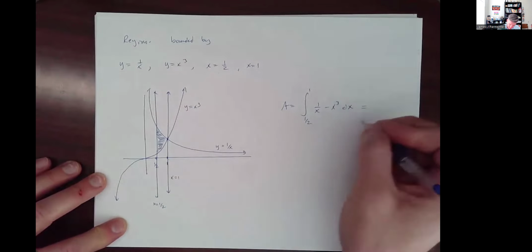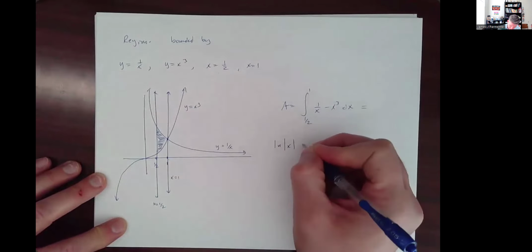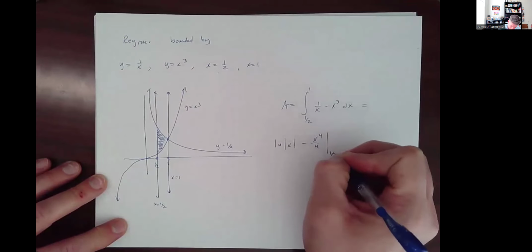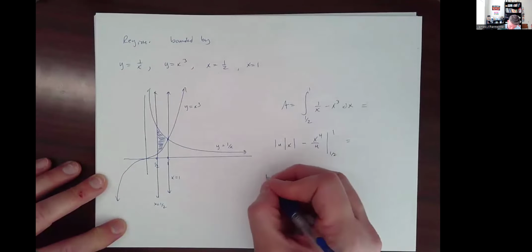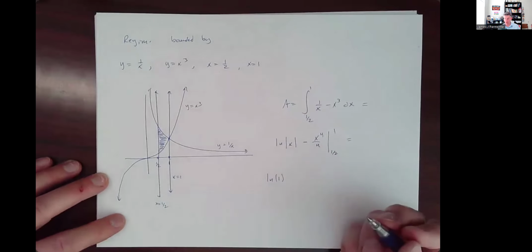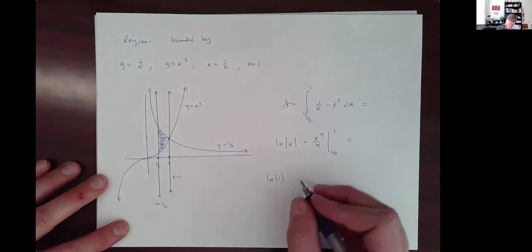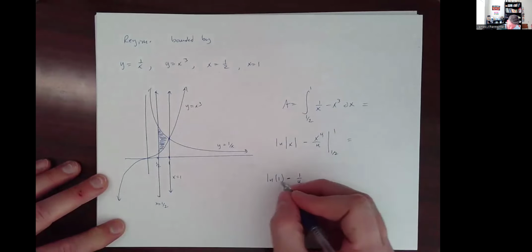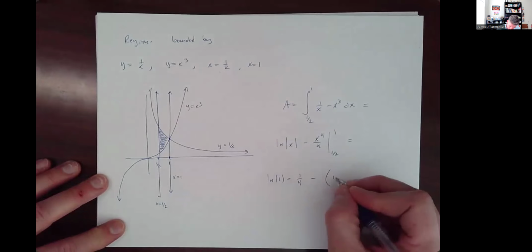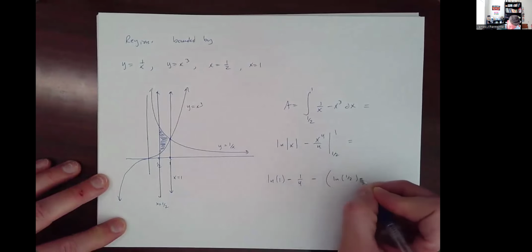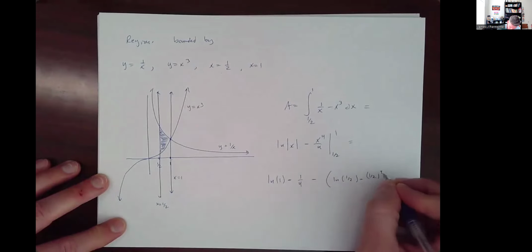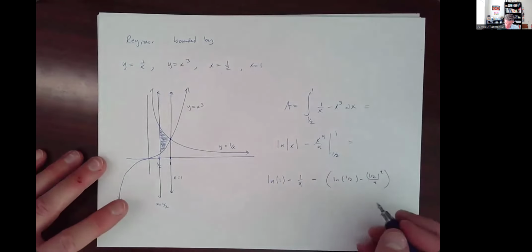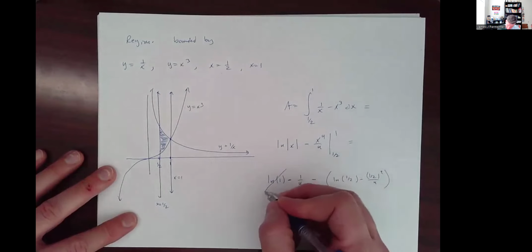So the integral of 1 over x is the natural log of the absolute value of x. The integral of x cubed is x to the 4th over 4. From 1/2 to 1. Plug in 1, you get natural log of 1. I dropped absolute value because absolute value of 1 is 1. Minus 1 to the 4th over 4. 1 to any power is 1. Minus the natural log of 1/2 minus 1/2 to the 4th. Again, I don't feel like there's a great need to simplify here. I will point out though that the natural log of 1 is 0.